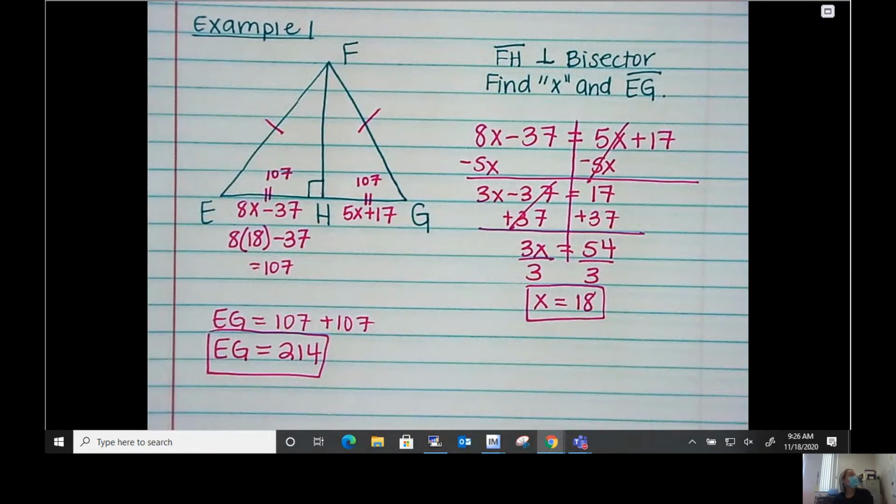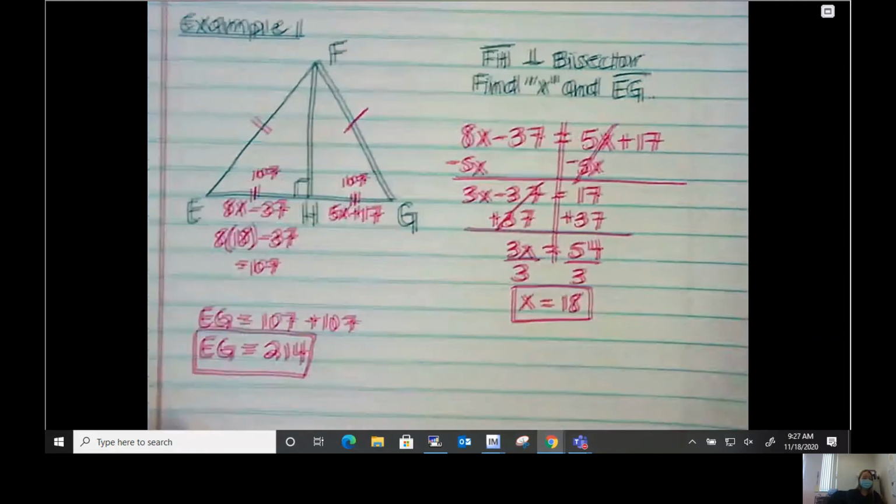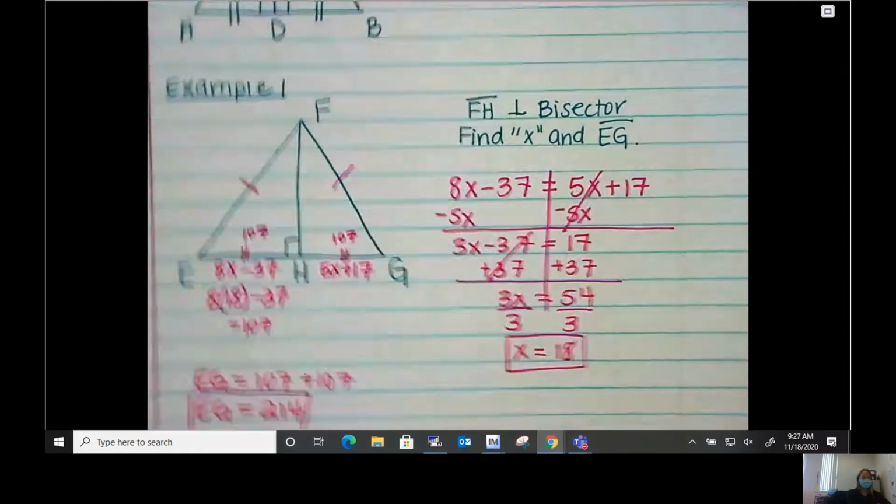All right, questions on that one? Good. All right, now the next one we're going to do one example of is an angle bisector. So I'm going to flip to a new page so I can do both the notes and the example on one page together. But if you have enough space, you can do it on the same page. It's up to you.